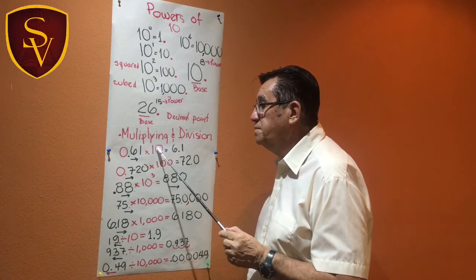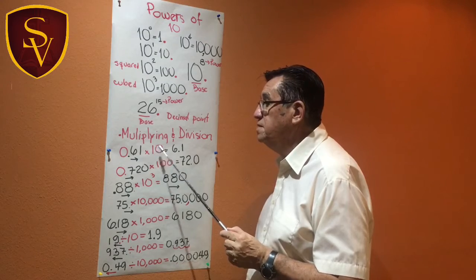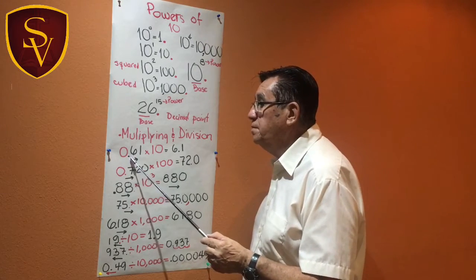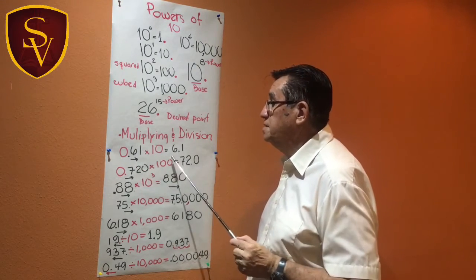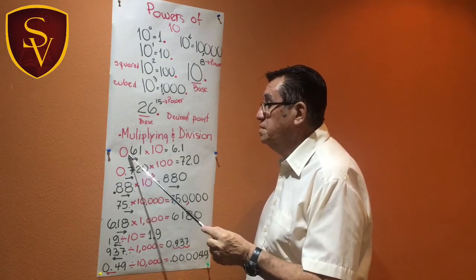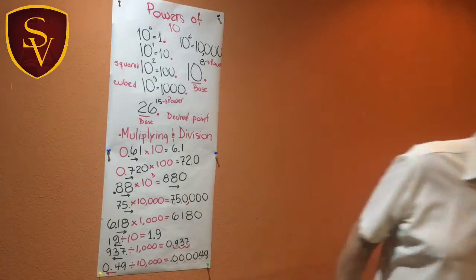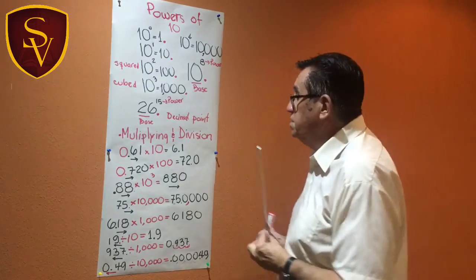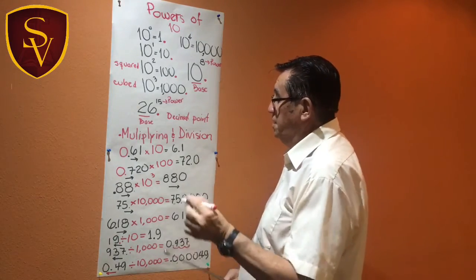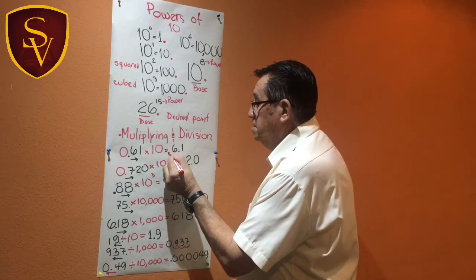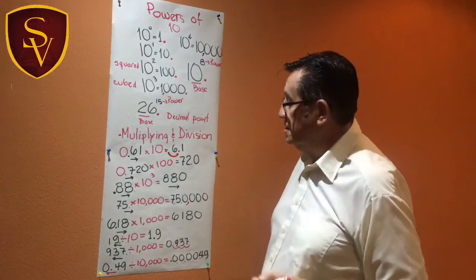In this case, we have 10, so we have 1 zero. That means that we have to move the decimal point one place, and that's the answer. So the decimal point moves here, and it becomes 6 and 1 tenths. So this decimal point is going to move like that.